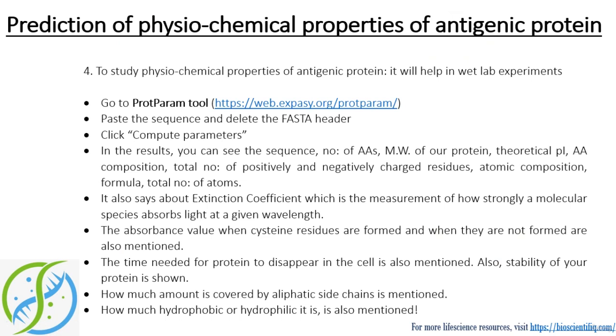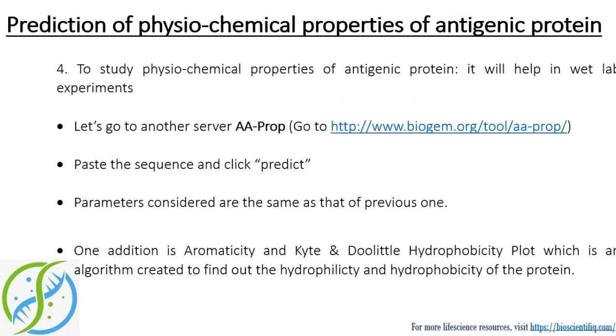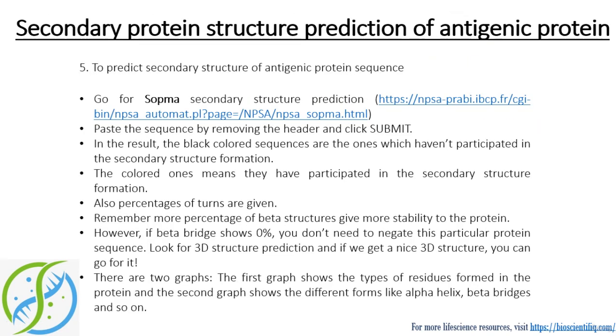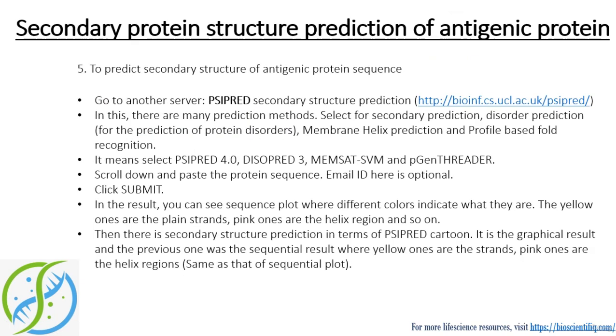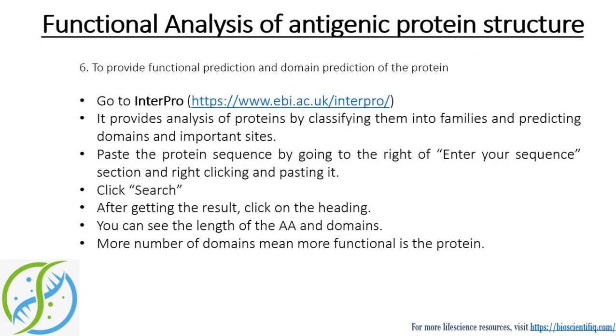Okay. Now, after studying the physiochemical properties of the antigenic protein, the fifth step is to predict the secondary structure. Now, after predicting all the functional parameters, we'll be going to predict the secondary protein structure of the antigenic protein. After that, after predicting a stable secondary structure, we'll be predicting the functional analysis of the antigenic protein structure, which provides a functional prediction as well as the domain prediction of the particular protein.